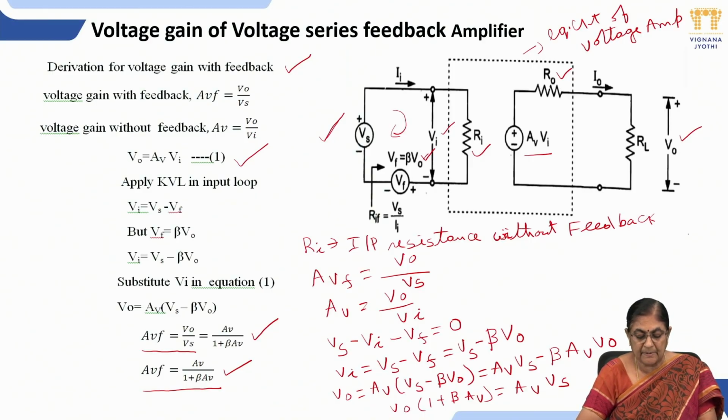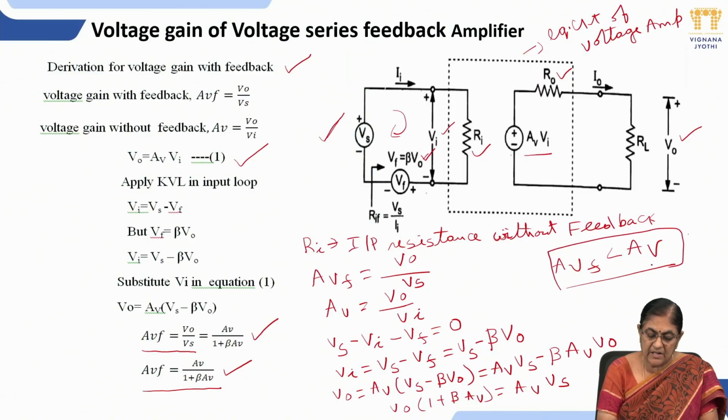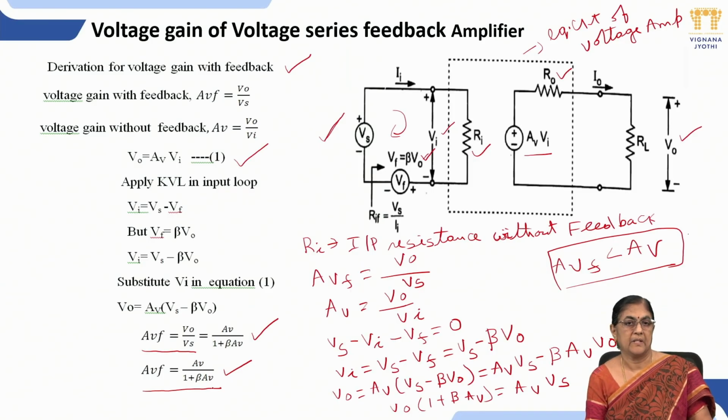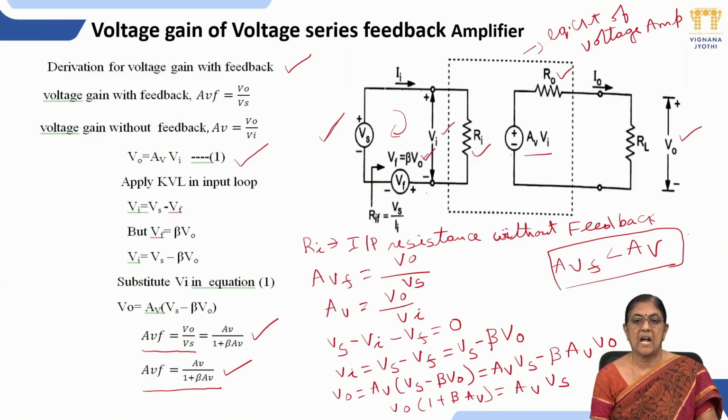From this expression, you can easily conclude that voltage gain of voltage series feedback amplifier decreases by the factor of desensitivity than without feedback. So that means AVF is always less than AV. So that is the final conclusion. And AVF is equals to AV by 1 plus beta AV. So from this derivation, you can easily understand that voltage gain of feedback amplifier decreases by the factor of 1 plus beta AV than without feedback.